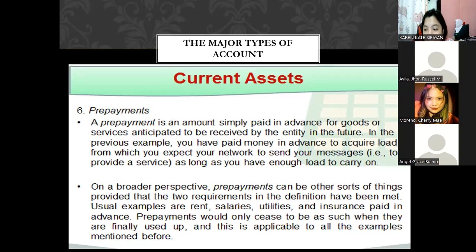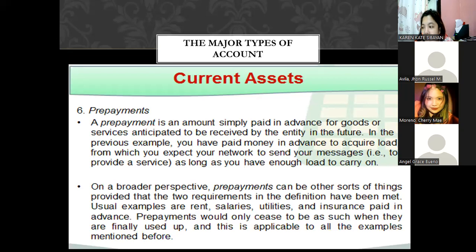So 6 is the prepayments. When you're talking about prepayments, these are advance payments. For example, if you paid rent in advance, that's what you call prepaid rent. If you're paying for salaries in advance, prepaid salaries. If you paid for insurance, prepaid insurance. Okay? You just put prepaid. Nakuha?